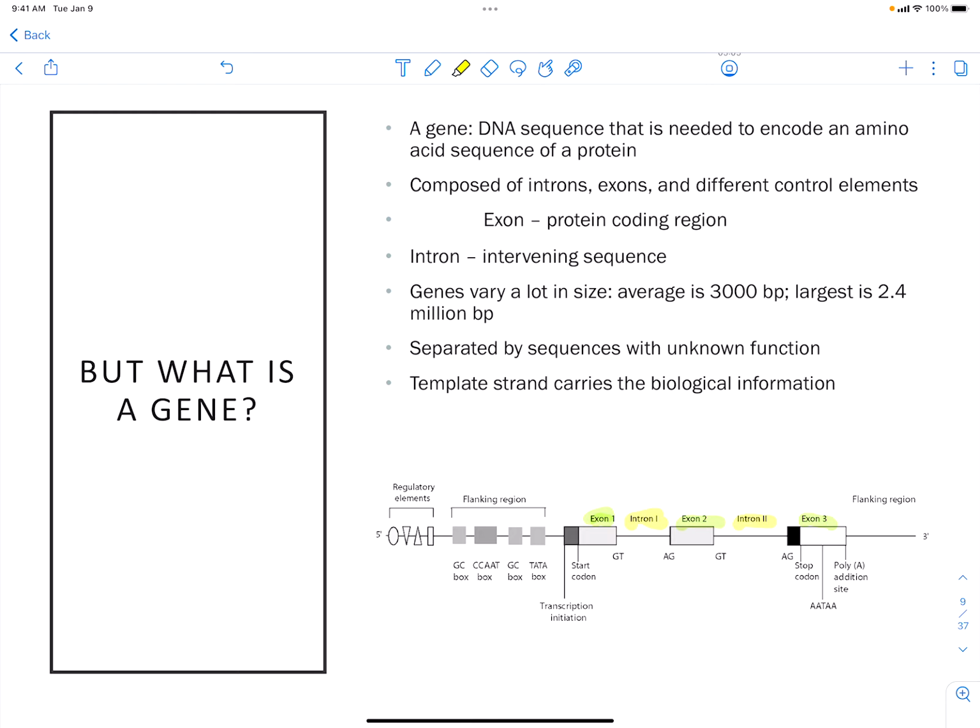So genes are going to be variable in sizes. The average is about 3,000 base pairs. The largest is 2.4 million base pairs. The sequences are going to be separated by intervening sequences, and we're going to have on our DNA a template strand, which is going to be the fidelity of the DNA and carries the biological information of making the proteins necessary for our life.